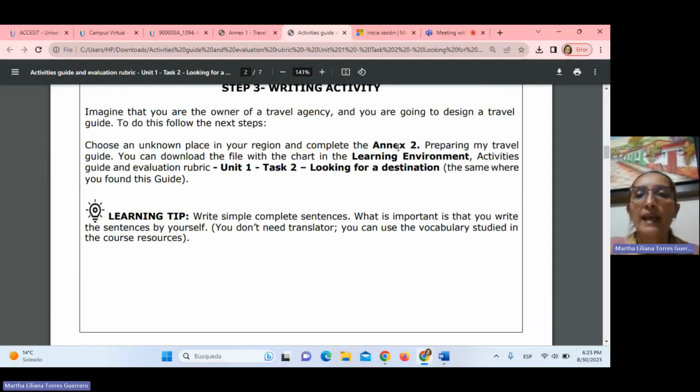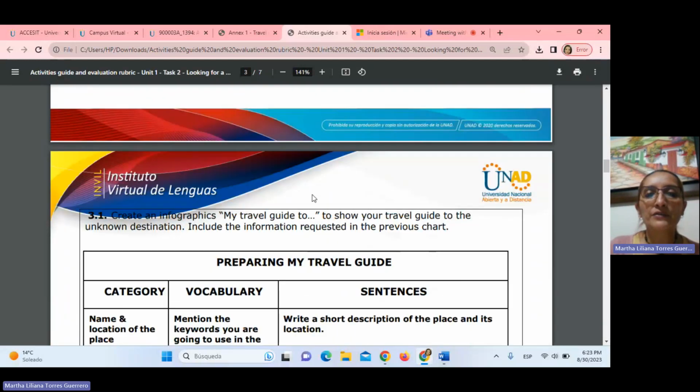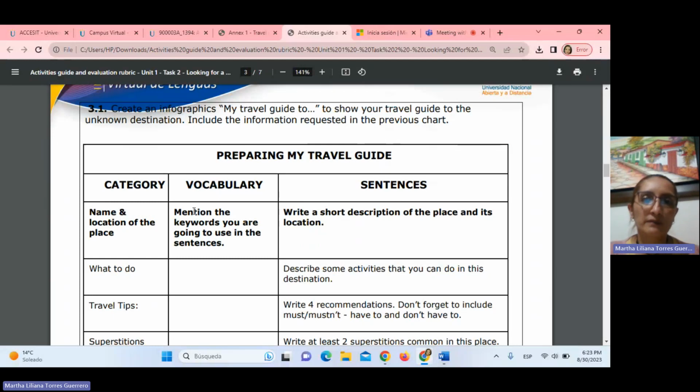First of all, complete the annex number 2, that is a chart, and afterwards design an infographic. Here you can see the chart. In this chart, you will find the model in the annex number 3, you complete it. But you don't have to share documents. Please avoid sharing PDFs or Word documents. You have to take a screenshot and share the screenshot in the forum.